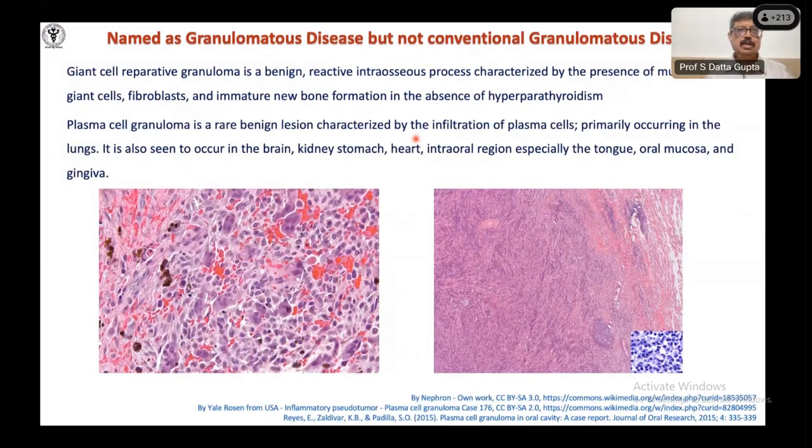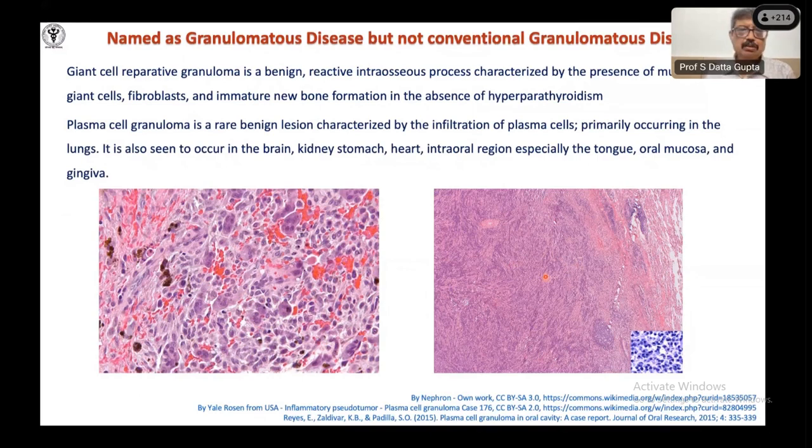Now, some are named as granulomatous disease, but they are not conventional granulomas, for example, giant cell reparative granuloma. It's a benign reactive intraosseous process where you get a lot of osteoclast giant cells and macrophages, but they are not included in granulomatous inflammation.